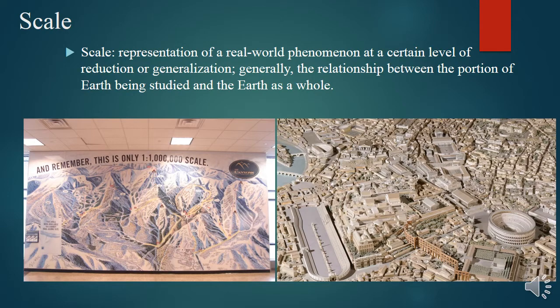I've got a couple examples of that here. What you see on the right is a to scale model, a 1 to 250 scale representation of ancient Rome. So the idea being that that's 1/250th the size of actual Roman buildings. Versus a 1 to 1 million scale of a ski resort on the left-hand side there in the mountain range that helps make it up.